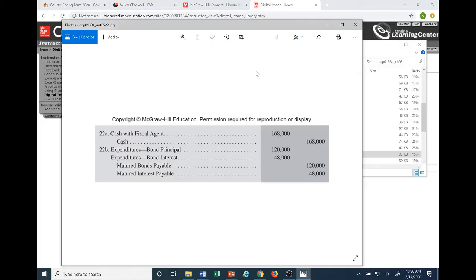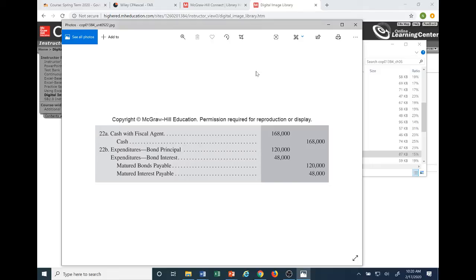Because remember, we're in that debt service fund. It's not when the liability is incurred, which it really is. It's still incurred because it's due, but it's just when it's due. That's just the way that GASB has it stated. So here we see expenditures, bond principal, 120,000, because we know the principal's due. Expenditures, bond interest, we're incurring an expenditure for interest, 48,000.